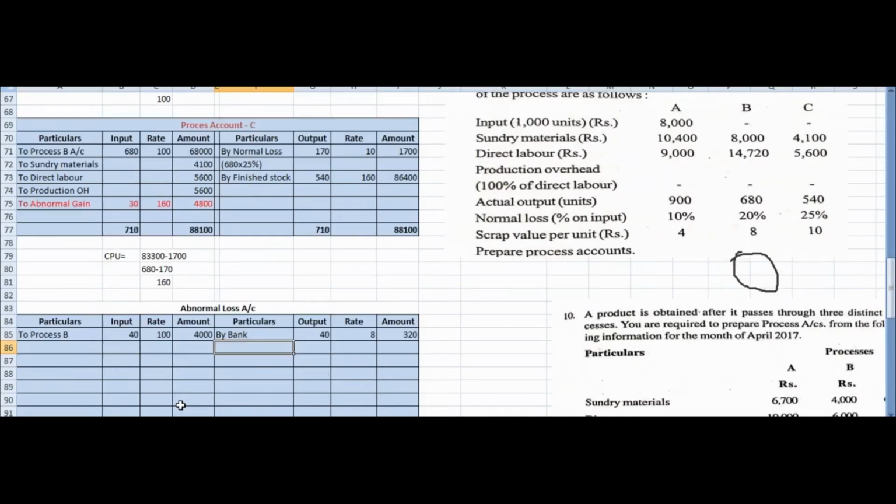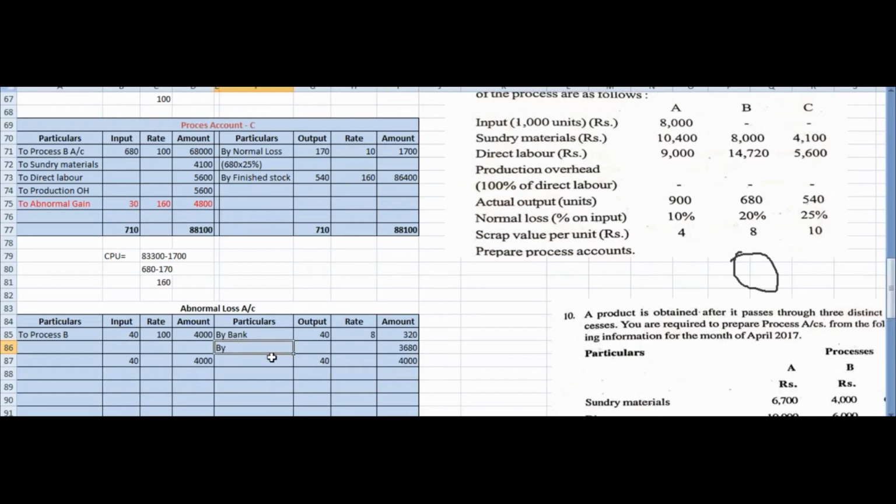Now close the account. No need to find the total for the unit column: 40 units, 4,000 total. Then on this side you have to write by. Anyone tell me what I have to write as the balance? The balance, by this amount column: amount column means 3,600.